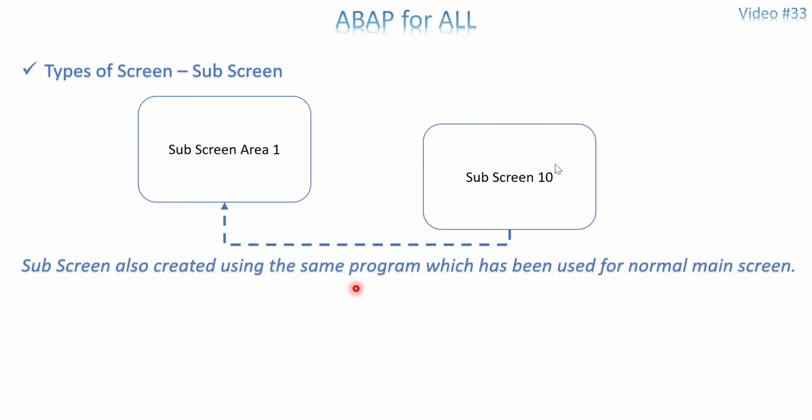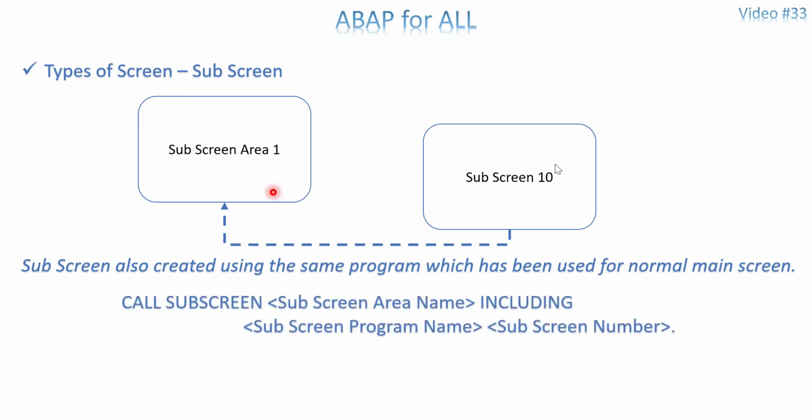The subscreen is also created using the same program which has been used for the normal main screen. In my example I'm going to use the same program for the normal screen as well as the subscreen. So what is the syntax? The syntax is call subscreen, area name, including subscreen program name, subscreen number. So this is the syntax to map your subscreen to the subscreen area.